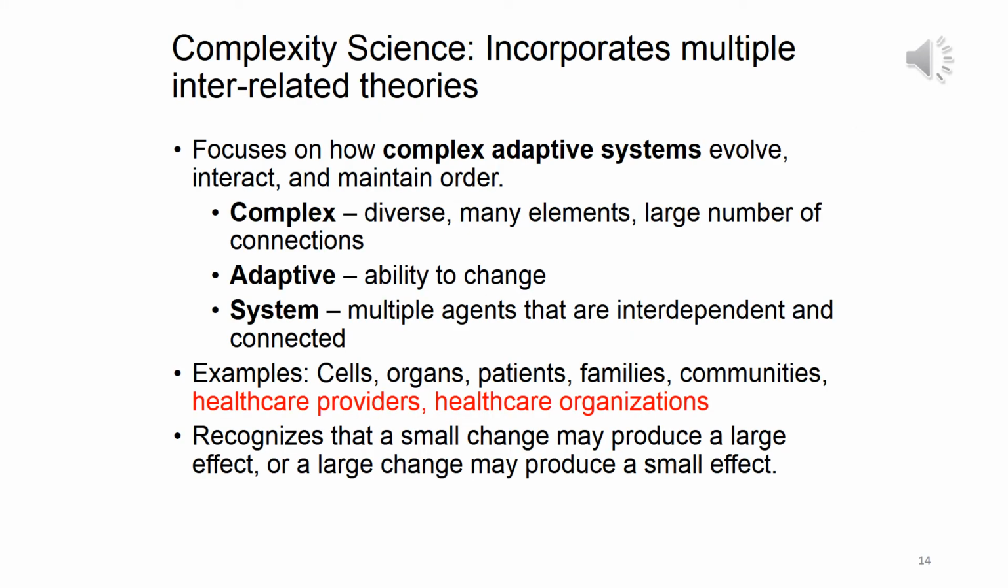This is the theory that actually guides a lot of my research, and it's complexity science, and it incorporates multiple interrelated theories. The theories focus on complex adaptive systems, and they say that these systems evolve, interact, and maintain order. Complex means they're made up of a bunch of different things. They have a large number of connections. Adaptive means they have the ability to change, and a system means that multiple agents are interdependent and connected.